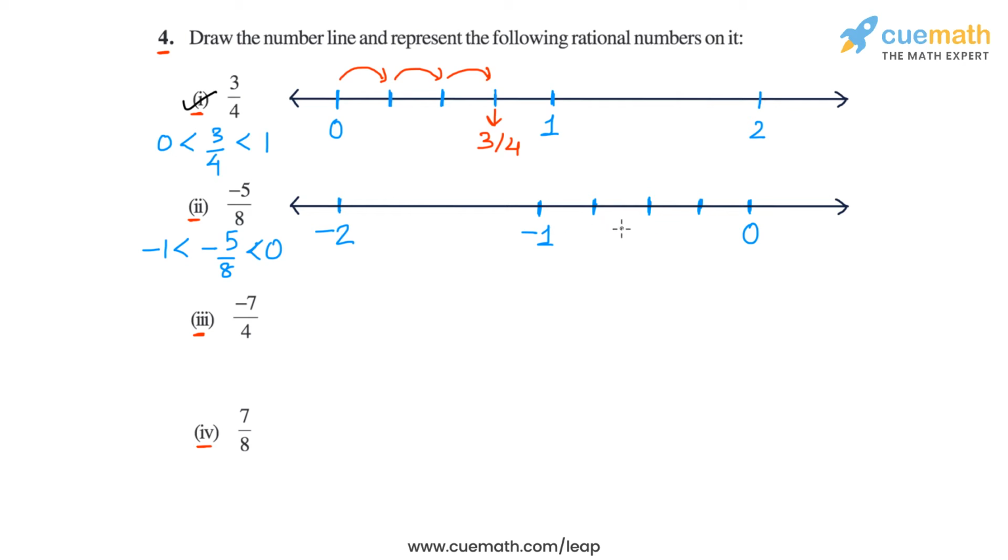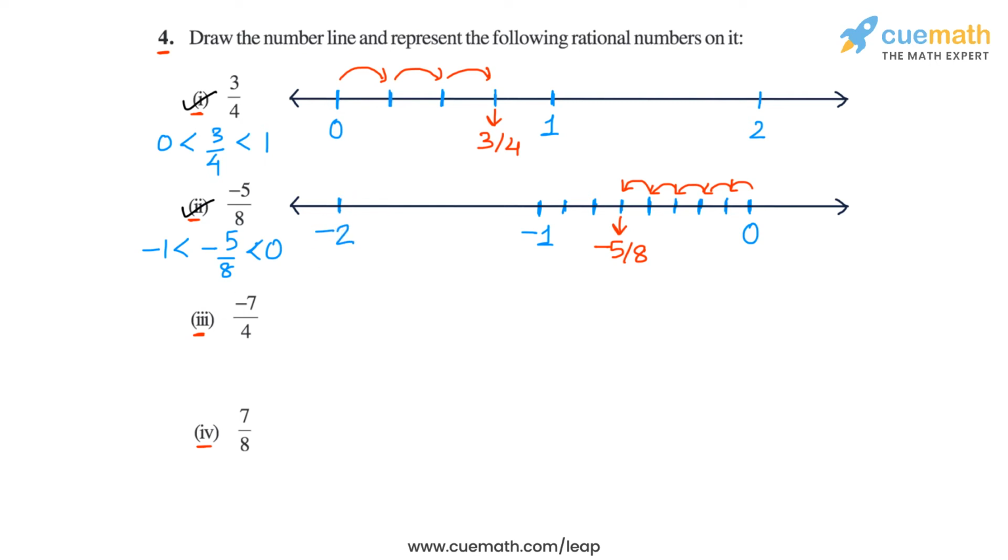Okay, so now you have divided the minus 1 to 0 interval into 4 equal parts, and now divide each of these 4 parts into 2 equal parts again, like this, this, this and this. So now you have divided the interval between minus 1 and 0 into 8 equal parts. So starting from 0, if we now make 5 jumps of 1 by 8 towards the left, like this, 1, 2, 3, 4, 5, then we reach this point here. This point here will represent the rational number minus 5 by 8. Okay, so this completes part 2. This is how you can plot minus 5 by 8.